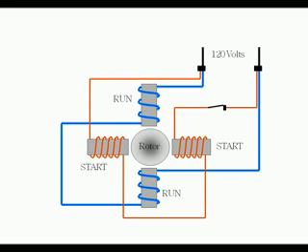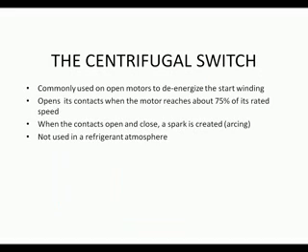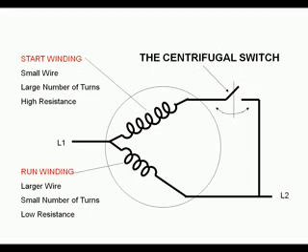This is a picture of a split phase motor. We have the start winding: small wire, large number of turns, high resistance. Run winding: large wire, small number of turns, low resistance. And if you look at it in an electrical diagram, this is what it looks like. Notice the lower number of turns on the blue run winding than the start winding.